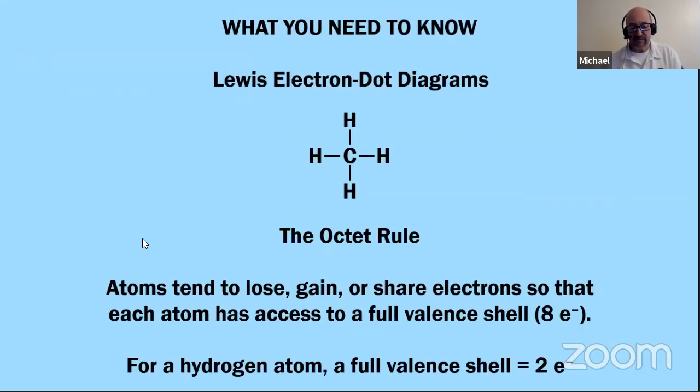The octet rule talks about the idea that atoms tend to gain, lose, or in this case, talking about covalent bonding, share electrons, so each atom has a full valence shell. Usually that's 8, but for something like hydrogen, that would be 2. So hydrogen only needs 1 single bond to satisfy a full valence shell.